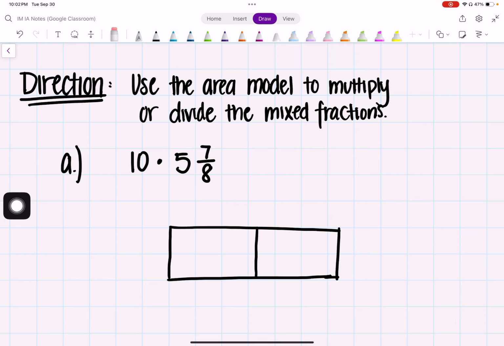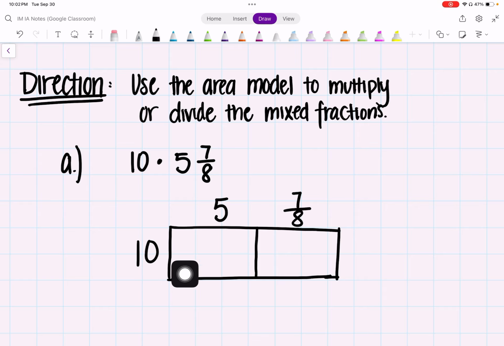So I'm going to go ahead and start off in this case, guys. I do have my area model here. I'm actually going to write the 10 on the side. And I am going to be breaking my mixed number into two parts. I have the whole number, and I also have our fraction. Now, because this says it's multiplying, I'm actually going to be using the area model, guys, to multiply it out.